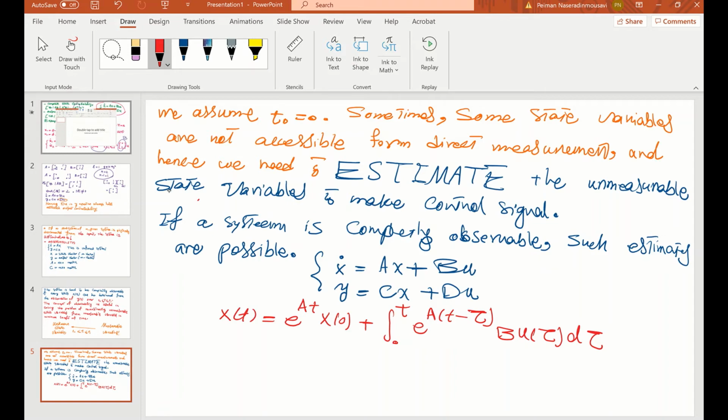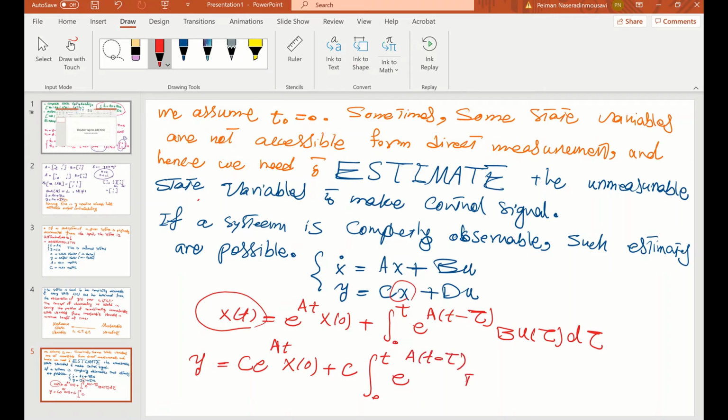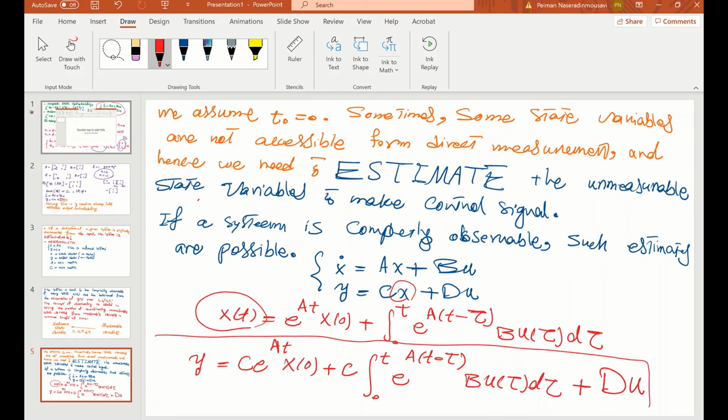So by putting x here, you get y, which is what? C e to the At multiplying with x at time 0, the initial condition, I said t0 is 0, plus C times the integral from 0 to t of e to the A(t minus tau) B u of tau d tau, plus Du. So this is your output, the output vector.